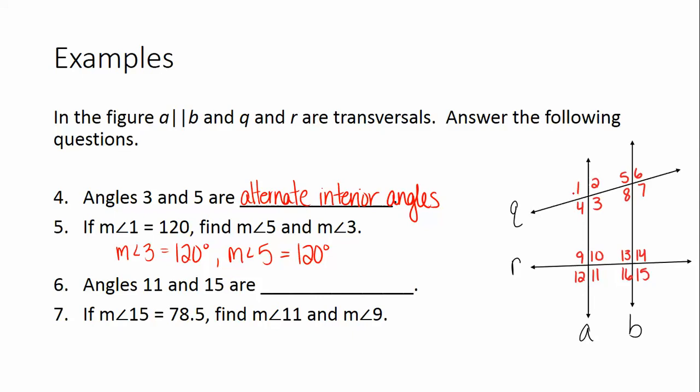You could have also started with angle 1 and angle 5. Angle 1 and 5 are corresponding. Notice they're in the same position around that transversal. And you could have worked that way, 1 to 5 to 3. Next we're going to compare number 6, angles 11 and 15. If you look at the picture, with the parallel lines and the transversal, 11 and 15 are in the same position. They're both in the lower right-hand corner. So those are corresponding angles.